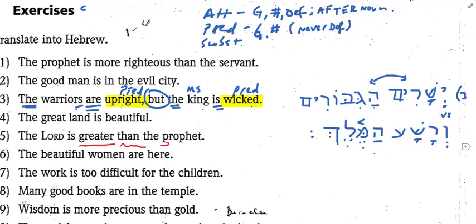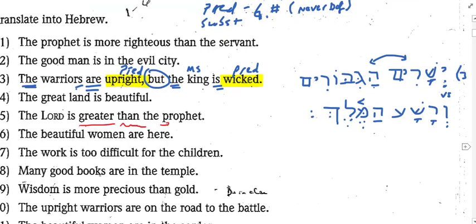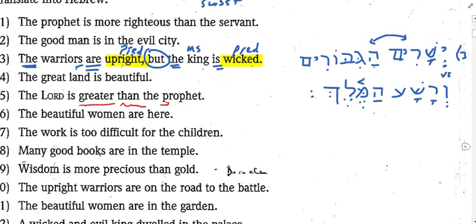Anybody have any other questions about this one? Or about any of the other 5 of this first 6 here? Yeah. Let's look at number 5. So we have the Lord is greater than the prophet. When I have greater than, what am I going to be using in my sentence? What preposition is used to say more of something than something else? I'm going to be using the preposition min.